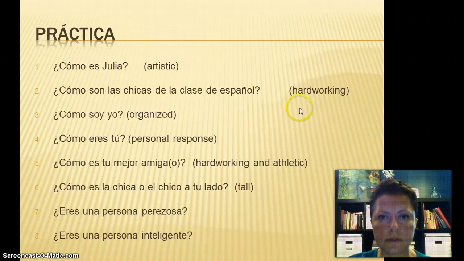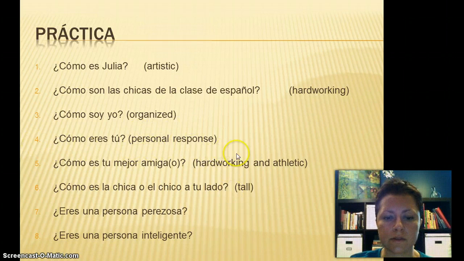That's www.wordreference.com. That's WORD, and then REFERENCE. Hope I have that right. Wordreference.com, and that will help you to give you what these words mean. Okay, number 4 says personal response, so just respond with any way you want.